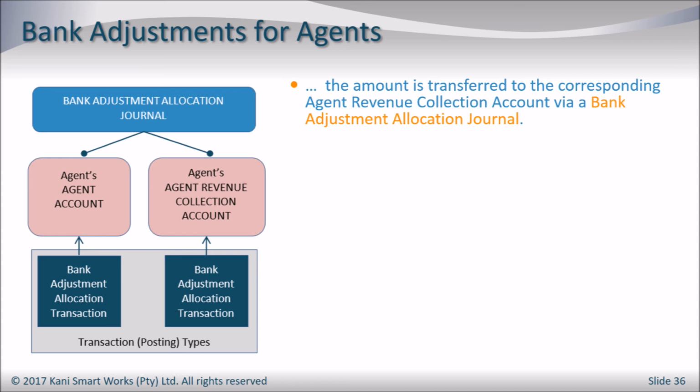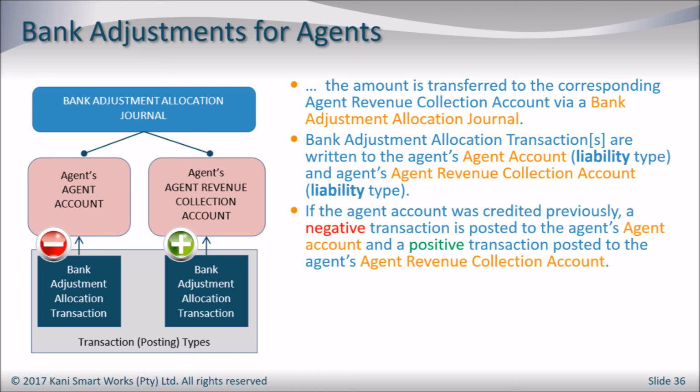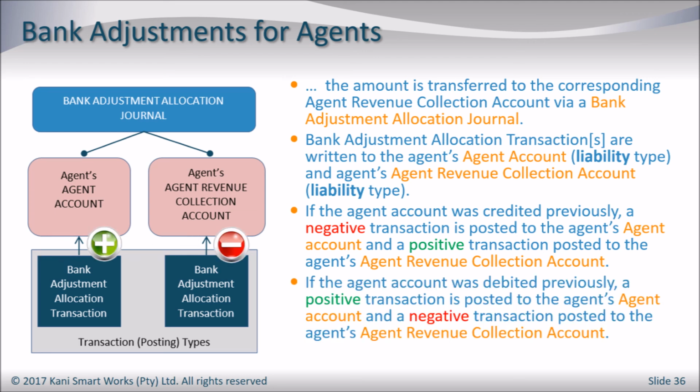As mentioned before, the agent account is an umbrella account, so the amount is transferred to the corresponding agent revenue collection account via a bank adjustment allocation journal. Bank adjustment allocation transactions are written to the agent's agent account and the agent revenue collection account. Now, if the agent account was credited previously, a negative transaction is posted to the agent's agent account and a positive transaction posted to the agent's agent revenue collection account. If the agent account was debited previously, a positive transaction is posted to the agent's agent account and a negative transaction posted to the agent's agent revenue collection account.